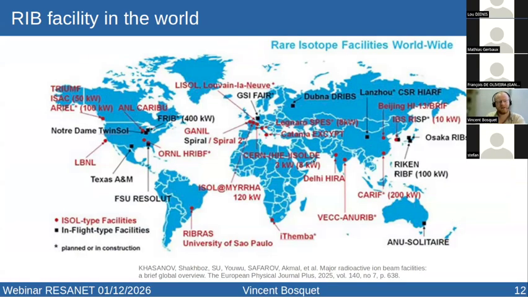Okay, and now for the RIB facilities in the world. So this graph shows all the ISOL type facilities in red and all the in-flight type facilities in black. So you can see there is quite a lot of them on this map. And we can't explain all of them. So I'm sorry, I won't go in depth on all of these facilities.